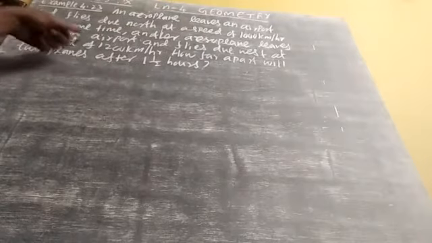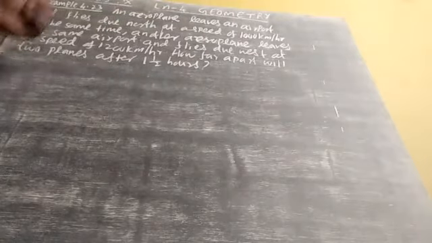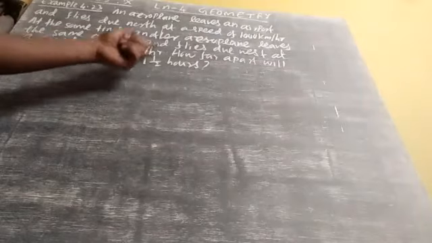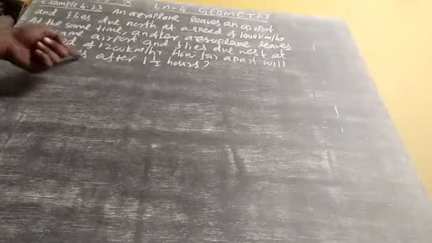Now, example 4.23. An aeroplane leaves an airport and flies due north at a speed of 1000 km per hour. At the same time, another aeroplane leaves the same airport and flies due west at a speed of 1200 km per hour. How far apart will the two planes be after 1.5 hours? So after 1.5 hours, how much distance is there between the two aeroplanes? They asked.